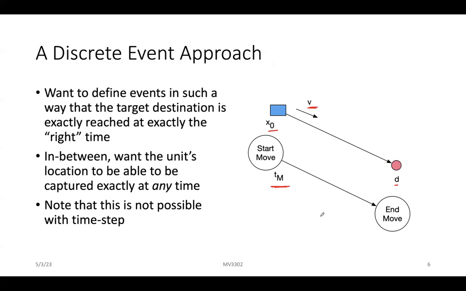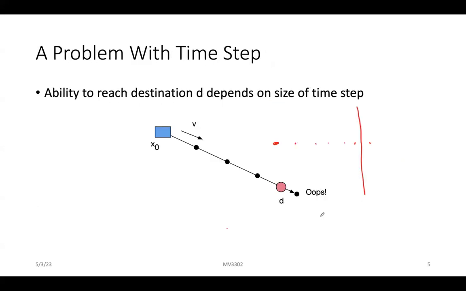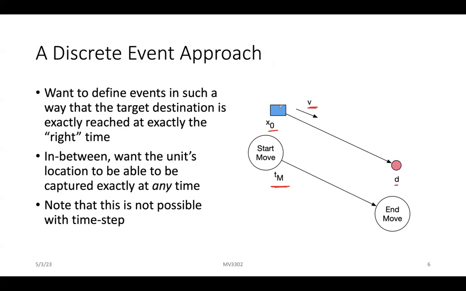When I say exactly, I mean the only inexact thing when we implement this is the inexact nature of double precision floating point arithmetic on a computer. That's the only inaccuracy. We do not have anything where we actually miss the target. In other words, at this end move event, my unit is located exactly where it needs to be at exactly the right time.